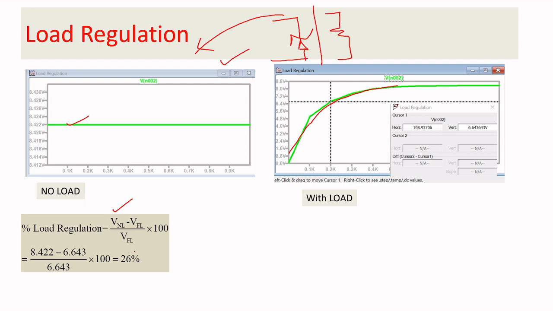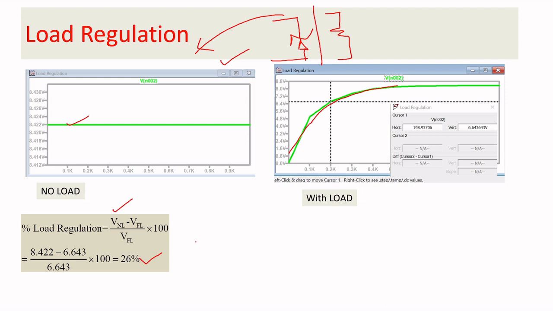So I'm taking a value of 6.643, at one certain point. 6.643 divided by your full voltage. 6.643 to 100, you will be having 26 percentage. So you can find it for different values. I have taken only one value to make you understand. So this is the concept to find the load regulation and line regulation with the theoretical calculation.